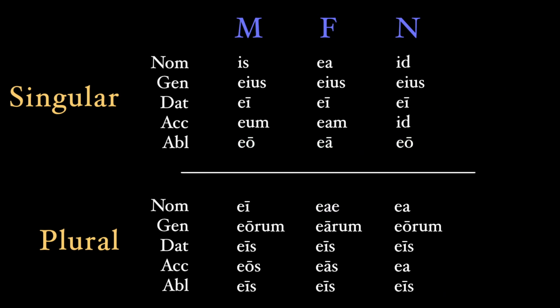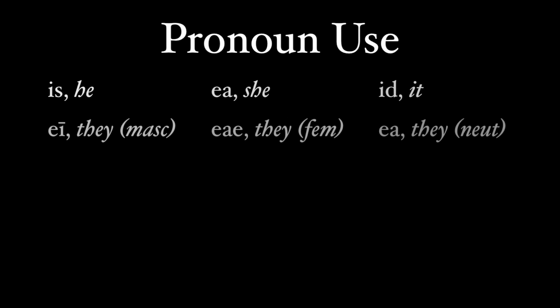The plural is much easier. These are the first and second declension endings, but with an e in front of them. Ei, eae for the nominative plural, orum and arum in the genitive, eis for the dative and ablative, and os, as for the accusative. So that's enough for the forms. Let's talk about use. Is, ea, id means that, but it's most commonly used substantively as a noun, more specifically as the third-person pronoun, he, she, it, and they.